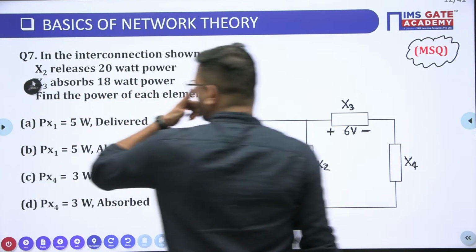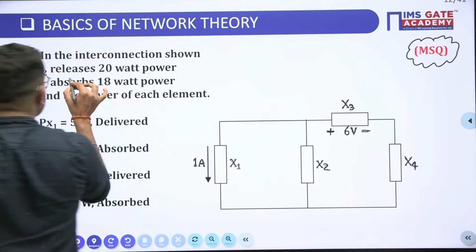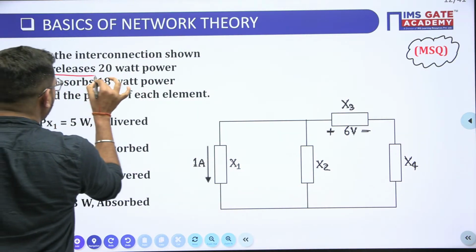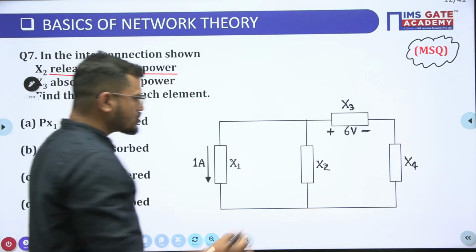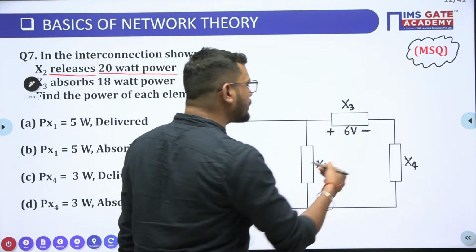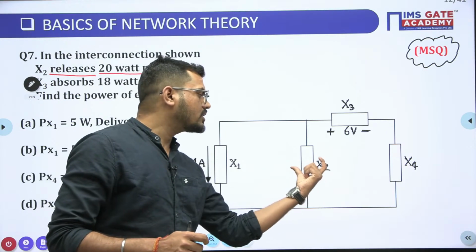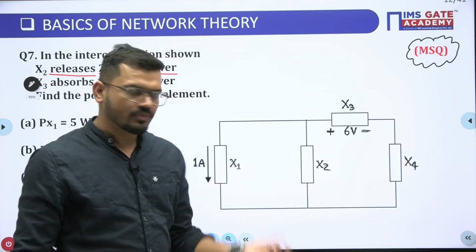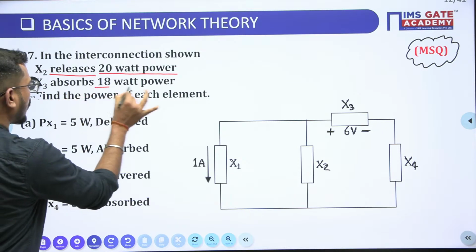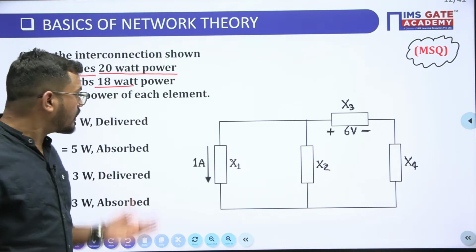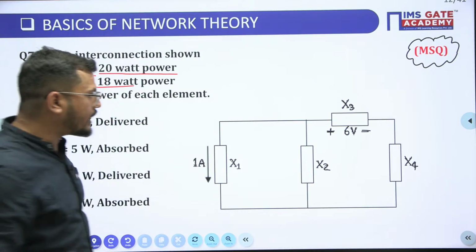What we have, actually, is that X2 is releasing power. X2 releases power 20 watt. Releasing power means what? Delivering power. So 20 watt of power is delivered by this X2 element, guys. Again, X3 absorbs 18 watt of power, which means X3 is absorbing 18 watt of power, guys.